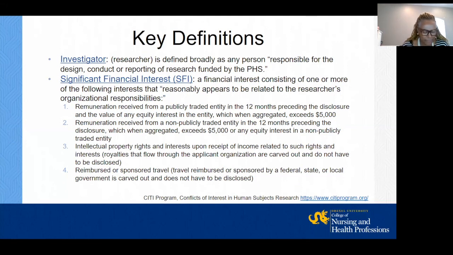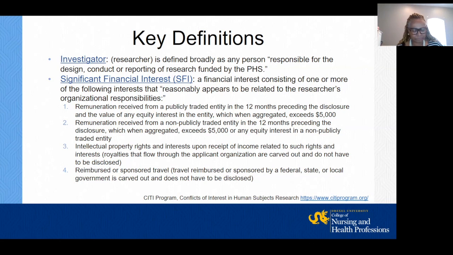It's interesting. And then the other main thing that we have to mention is reimbursement for sponsored travel. If the travel is paid for by a federal, state, or local government, or a higher educational institution, it does not have to be reported, or it can be reported and then we deem it as not being an SFI, even if it exceeds $5,000. So the four things that we look at to determine if someone has an SFI are remuneration or income from a publicly traded entity, a non-publicly traded entity, IP, and reimbursed travel.